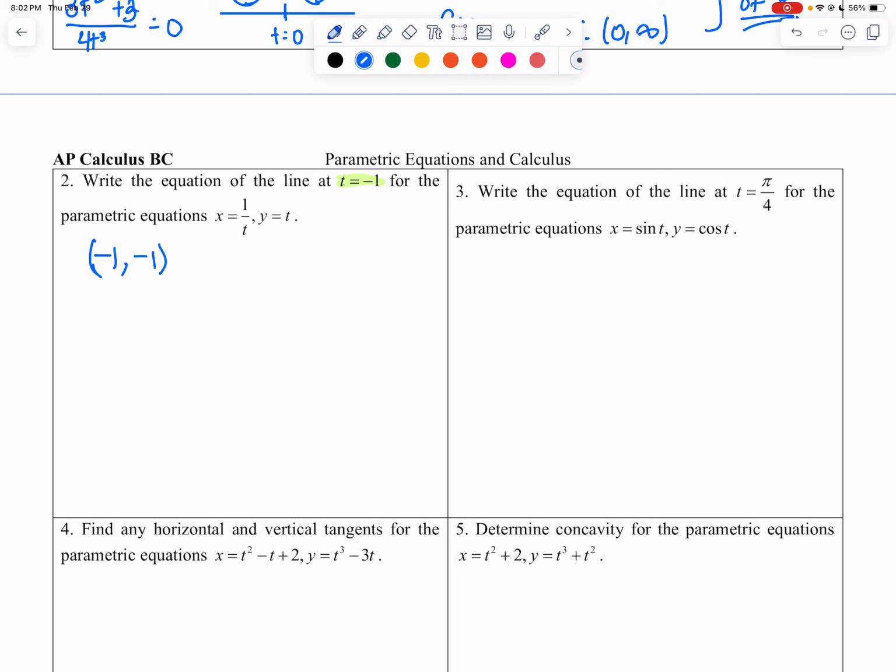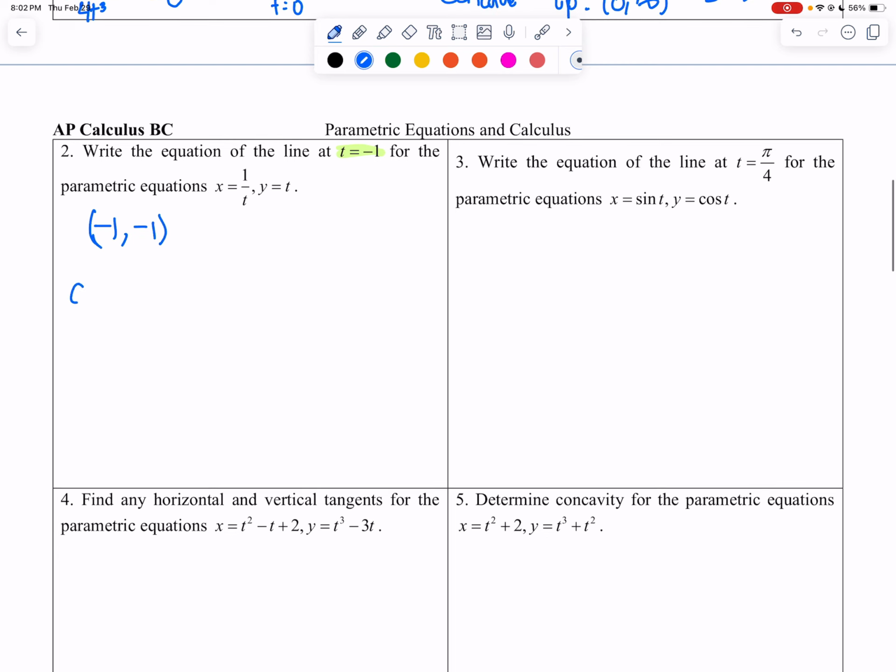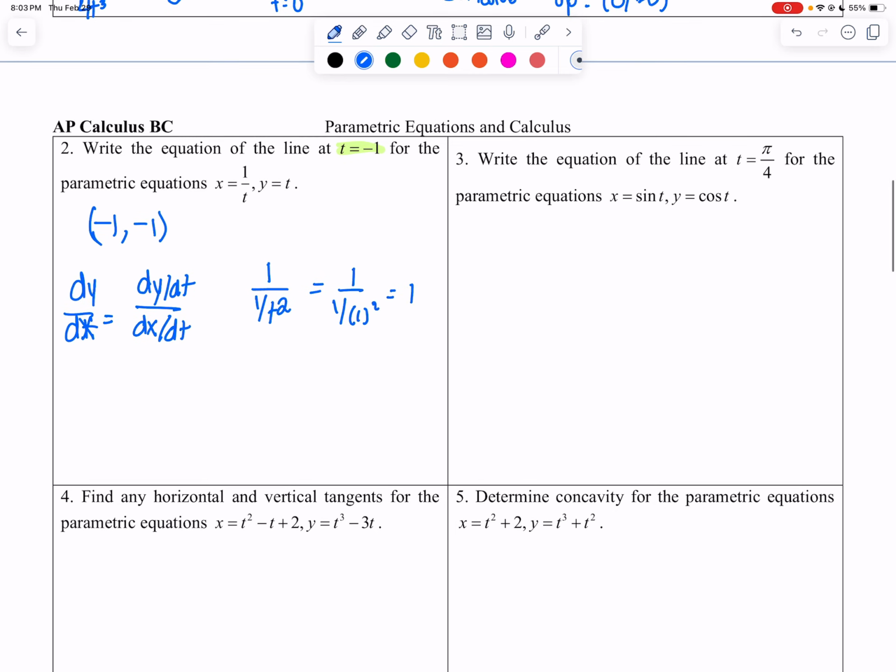My second step is going to be finding the derivative. So that's going to be dy/dx. And remember, that's going to be the same thing as dy/dt over dx/dt. In this case, dy/dt is just going to be 1. dx/dt is going to be -1 over t squared. And if I'm plugging in -1 right here, this tells me that my slope is going to be 1. Oh, sorry, -1.